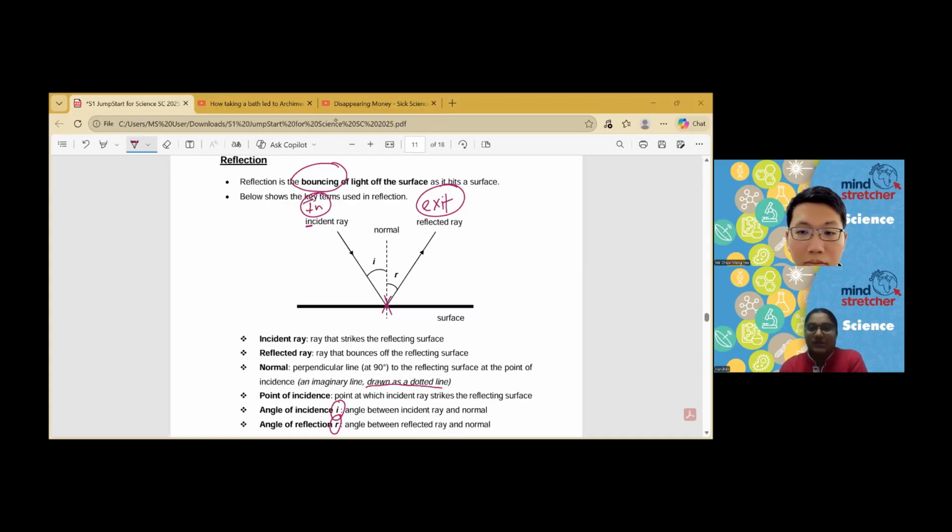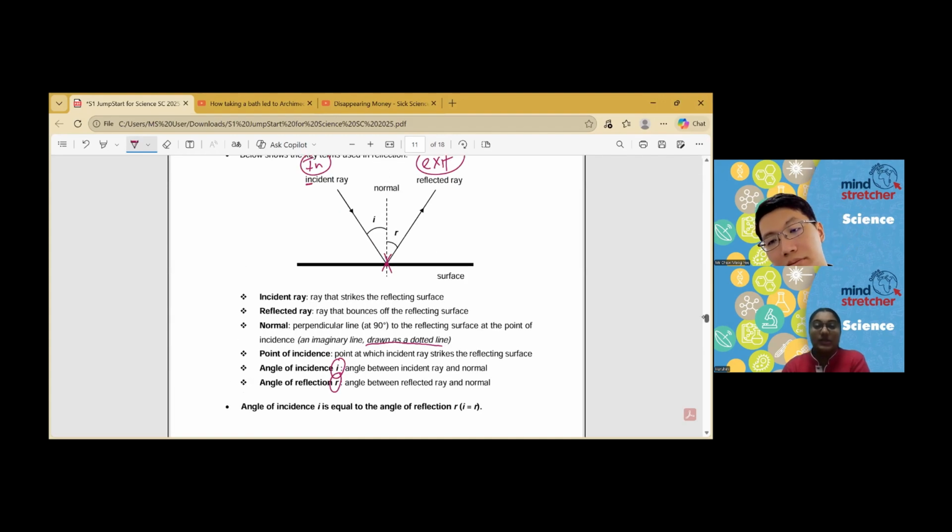Okay, so why do you need to know this i and r here at the moment? Oh, okay, question. What if the surface is not even? Okay, in this case, reflection will still happen, but i and r may not be the same. How do you draw the normal line? Oh, you don't have to know how to draw ray diagrams for uneven surfaces. Okay, so we will just stick to even surfaces only. Okay, so don't worry about that. Okay, so one important thing that I want you to know is that every single time there's reflection, your i and r will always be the same.